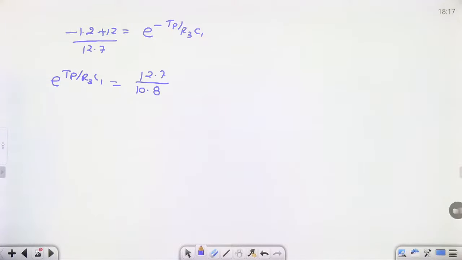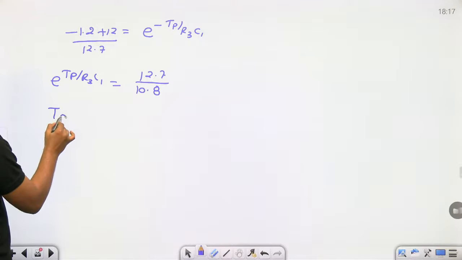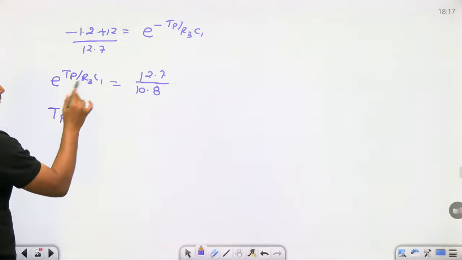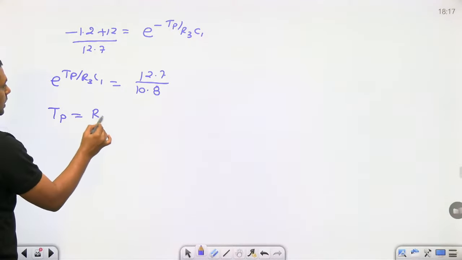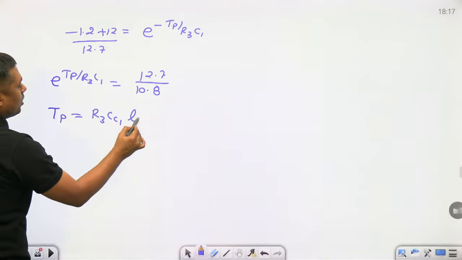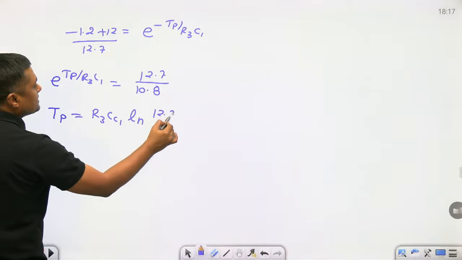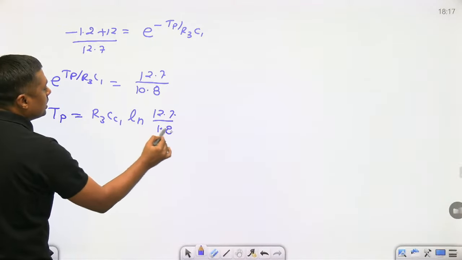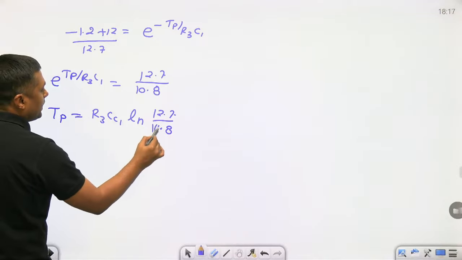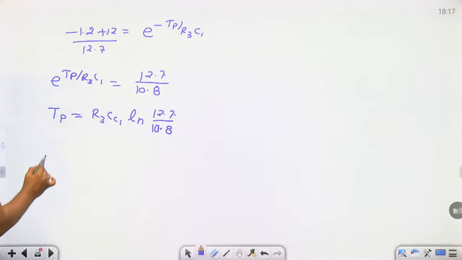10.8 here. And then you can take the log. TP is equal to R3C1 log of 12.7 upon 10.8. You have to find only R3, and TP is given as 100 microseconds.